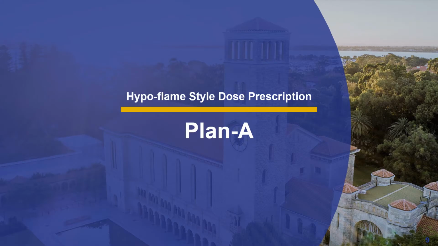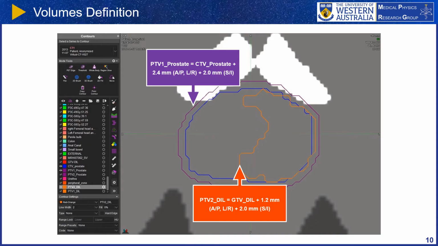The hypofame style dose prescription, Plan A. The PTV1 prostate, which is a volume that includes the prostate setup and intrafraction motion, is defined by giving a 2.4 mm margin in anterior, posterior, left and right direction and a 2.0 mm margin in superior and inferior direction to the CTV prostate contour. The PTV2 DIL, which only includes the setup error of the DIL, is defined by giving a 1.2 mm margin and a 2.0 mm margin to the GTV DIL contour.